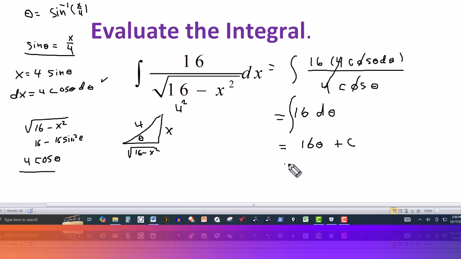So for the final answer then, all we have to do here is just be 16 times the sine inverse. I could use, like I said, arcsine, and this is going to be x over 4, plus the constant of integration. Final answer then, 16 arcsine, or sine inverse of x over 4 plus the constant of integration.